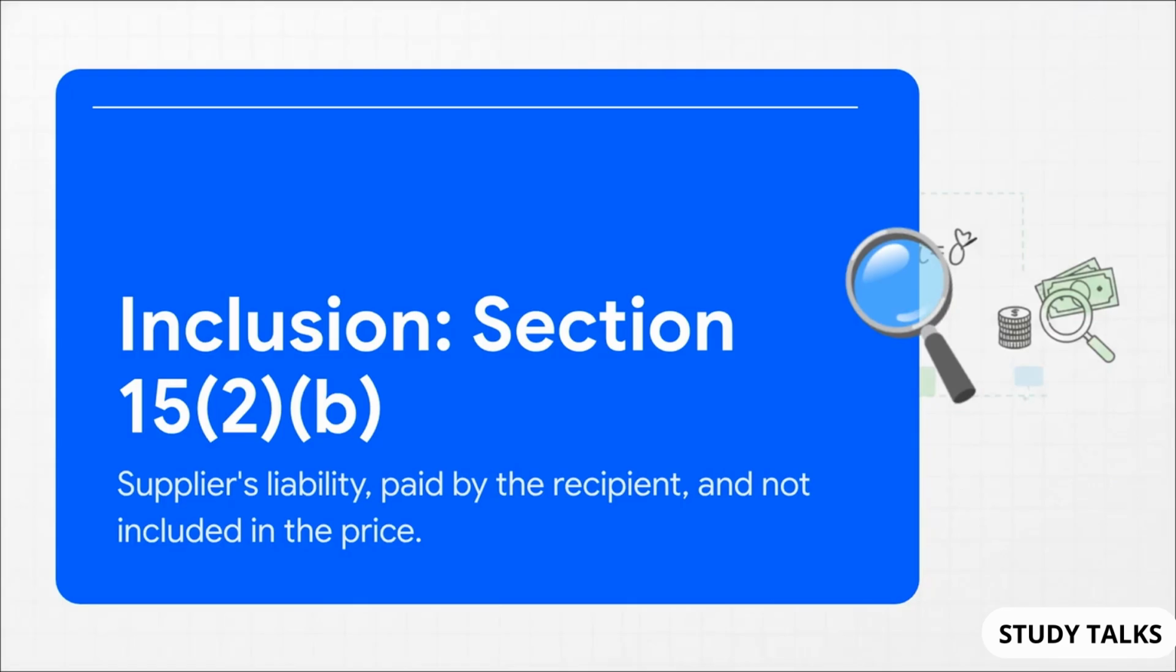And here it is, the real key to solving our problem, Section 15.2(b). This says you have to include any amount that the supplier was supposed to pay, but which the recipient ended up paying on their behalf. And the crucial last bit is, as long as it wasn't already included in the invoice price. Think of it as the supplier's headache, but the recipient paid for the aspirin.